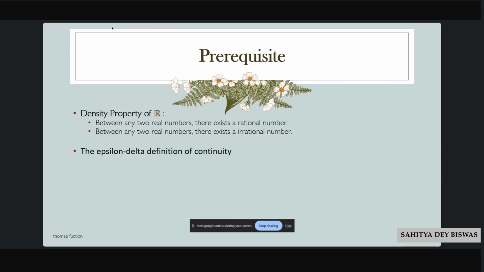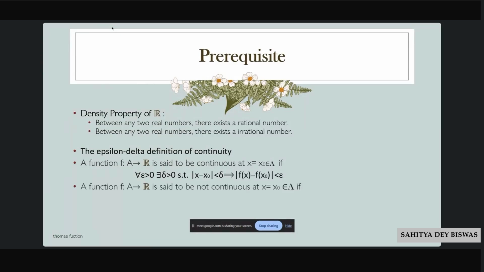Then the epsilon delta definition of continuity. Can anyone from the audience say the definition? Okay, so a function from A to R is said to be continuous at x equal to x naught if for all epsilon greater than 0 there exists delta greater than 0 such that mod of x minus x naught is less than delta implies mod of f x minus f x naught is less than epsilon.